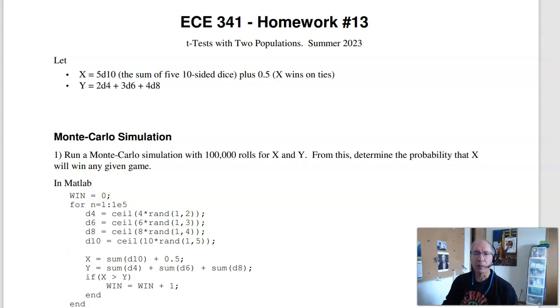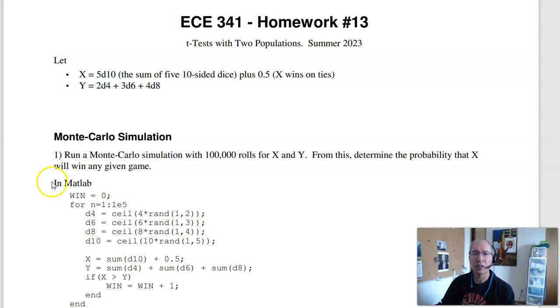Now the first problem is I've got two players, X and Y, playing a dice game. X rolls 5 10-sided dice, Y rolls 2 4-sided dice, 3 6-sided dice, 4 8-sided dice. High score wins, X wins on ties. What's the chance X is going to win?